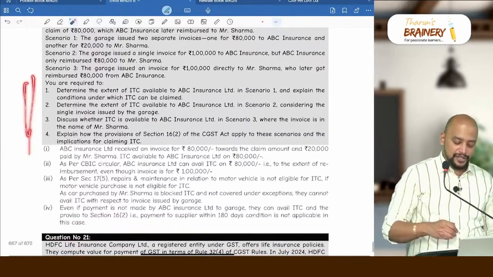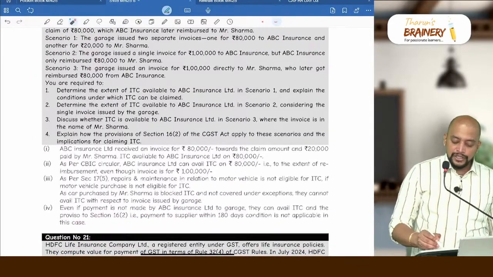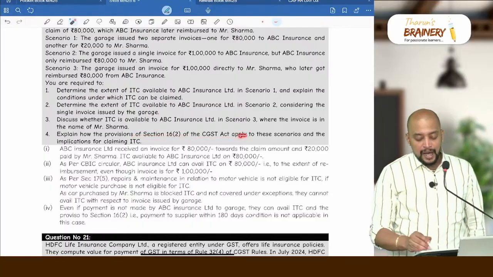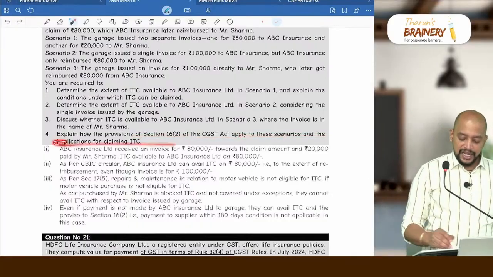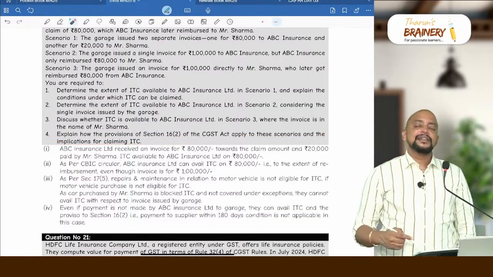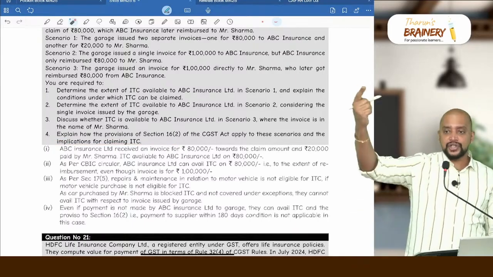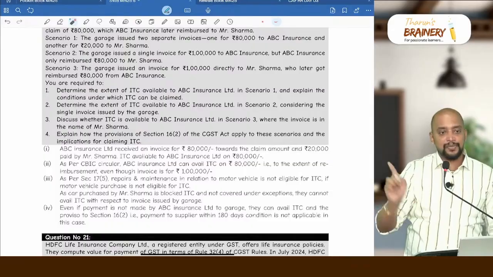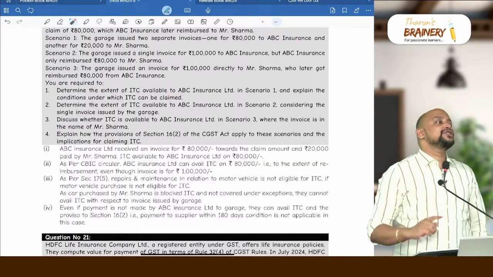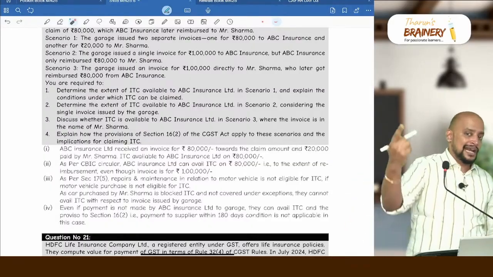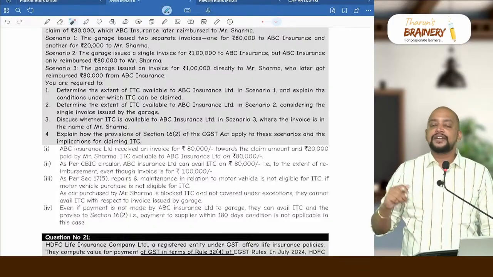That is the answer for these 3 questions. Explain how the provisions of section 16(2) apply to these scenarios and the implication for claiming ITC. That is, in these scenarios, the payment is not made to the garage, but the payment is made to Mr. Sharma by the insurance company. Even the insurance company is not making payment to the garage, but they can take ITC wherever possible.